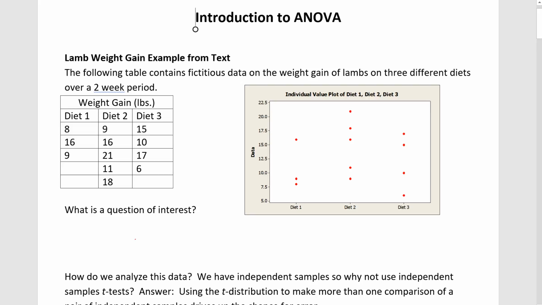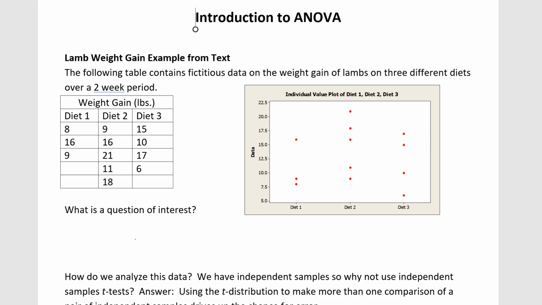You can see that diet 1 has 3 observations. Over here in the data table, you see the 3 observations, and over here on the plot, you see those 3 observations plotted. Diet 2 has 5 observations, and diet 3 has 4. So looking at the plot, you could already start to make some conclusions for yourself, but of course we have to think statistically. So what is the question of interest here? What would you want to know if you were looking at this data set?